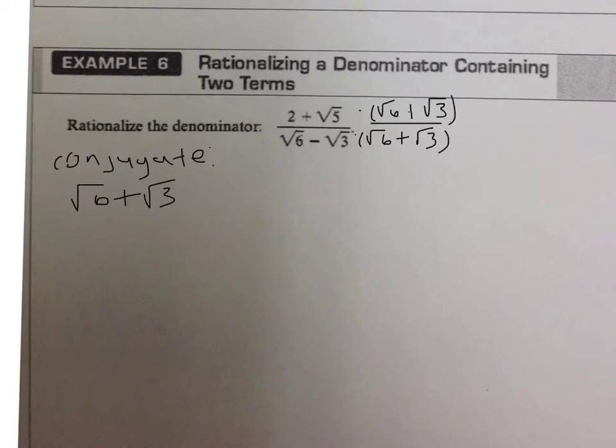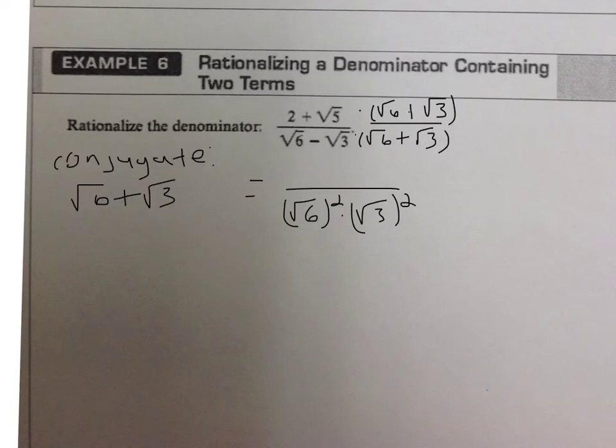And the biggest mistake people make is they put minus instead of plus. Remember, the conjugate has got to be the opposite sign in between the two terms. So if it starts with minus, it's plus. If it starts with plus, the conjugate is minus. So the bottom's easy again. It's just going to be a squared minus b squared. So we've got the square root of 6 squared minus the square root of 3 squared.